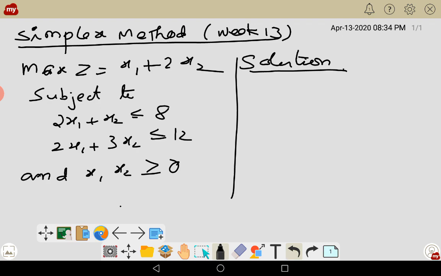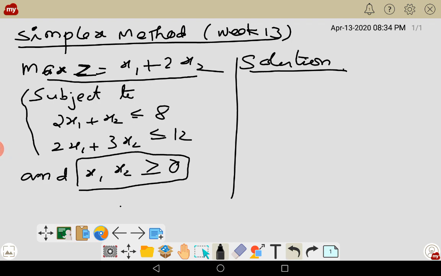So we have seen what a linear programming problem is and how to solve it by the graphical method in the previous video, isn't it? Here we are going to solve a similar linear programming problem that has an objective function, constraints, and non-negative restriction. A linear programming problem that has all these parts will be solved by a different method called the simplex method.